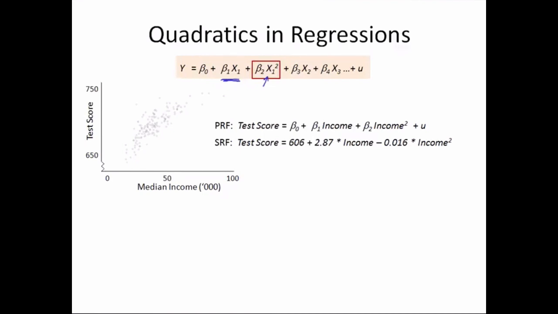Now let's take the exact same data that we looked at earlier that related test scores to median incomes. And remember, we decided this was not linear. It had this curve here. And let's say that instead of using logs, we decide that it's best to model this using a quadratic. So we look at a population regression function that includes both a term for income as well as one for income squared. And we run the data through this regression function, and we estimate these betas at 2.87 for income and negative 0.016 for income squared.